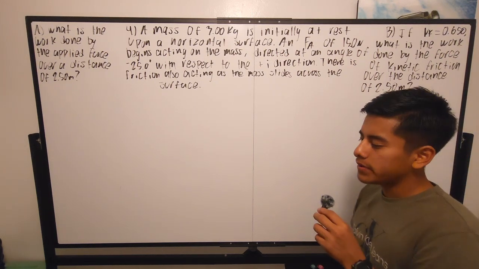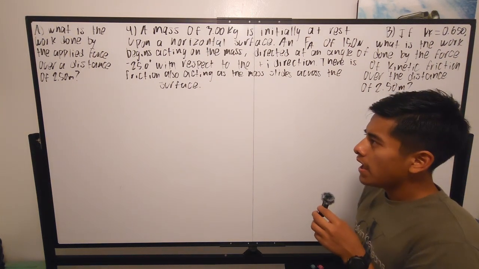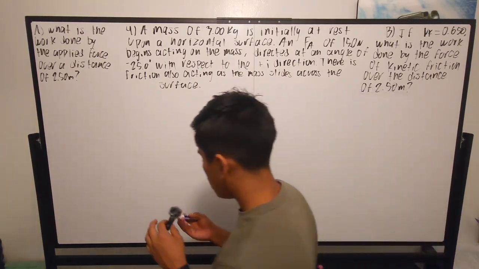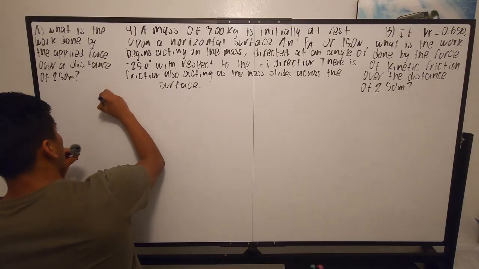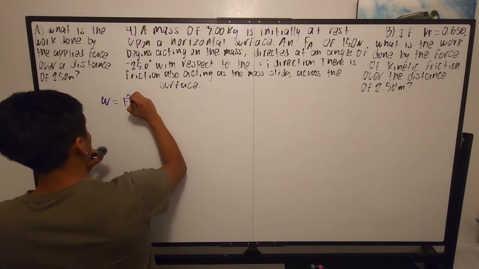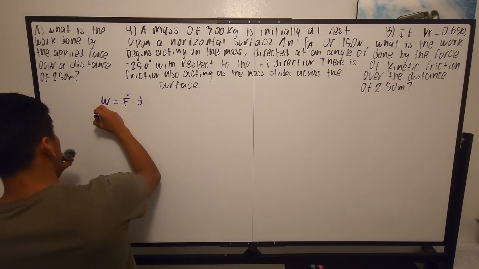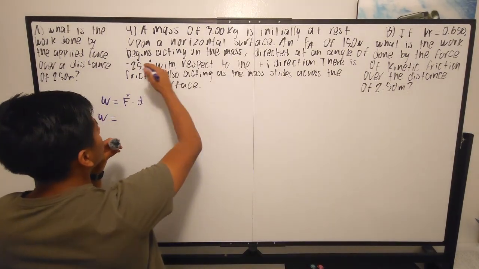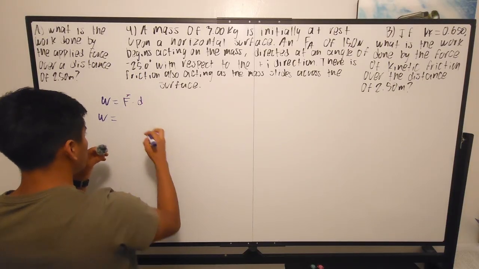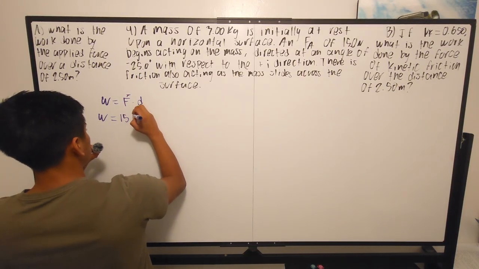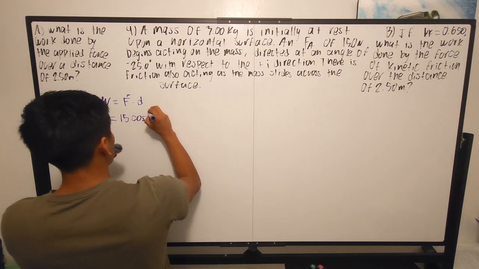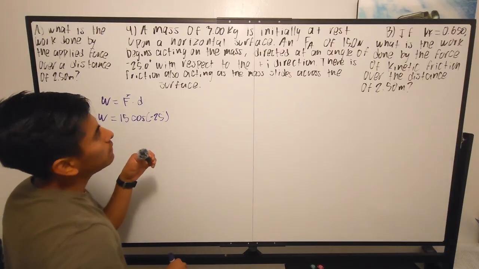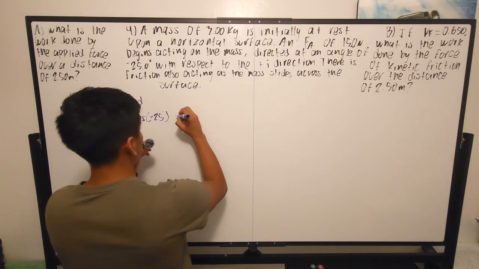This one is pretty basic. We're just going to use the work formula. And since the applied force is constant, there are no integrals, just work equals force times distance. It's that easy. So work is going to be equal to the force, 15 newtons, at an angle of negative 25 degrees, so we're going to do 15 cosine of negative 25 degrees multiplied by the distance, which we are told is 2.50 meters.